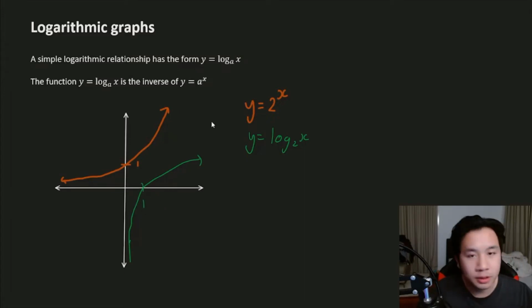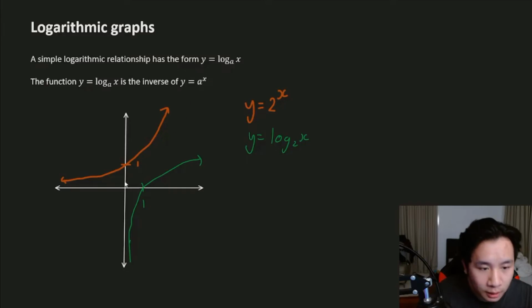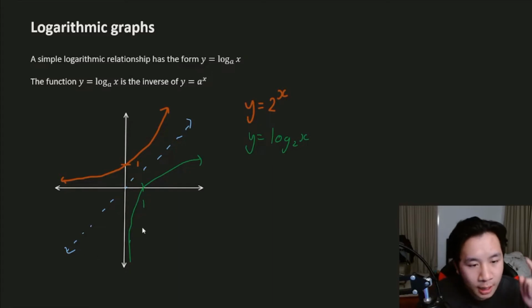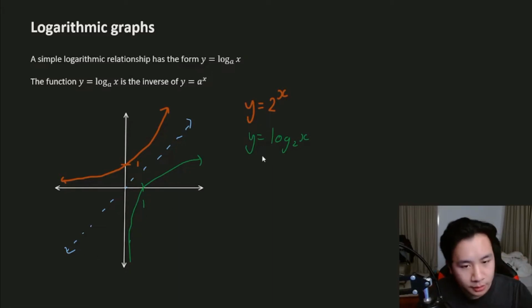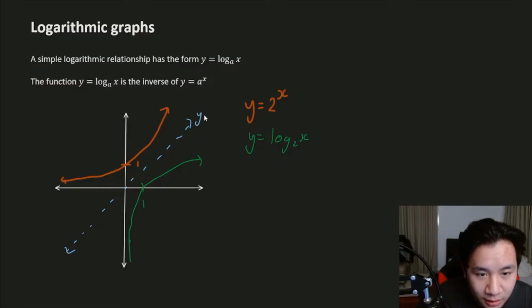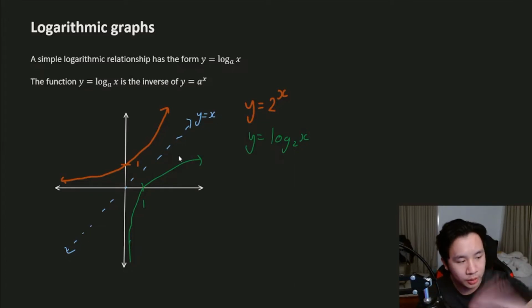Now, what's interesting is if I put a line here, you'll see that it's reflected. And because it's reflected, these are the inverse of each other. So y equals 2^x is the inverse of y equals log_2 x. And this line is y equals x, by the way. So it gets flipped on y equals x.